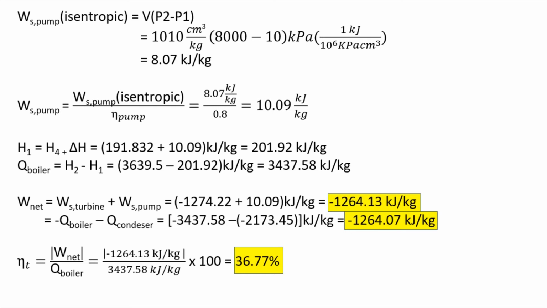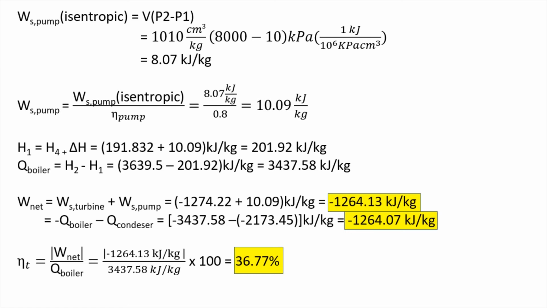H1 can be calculated by H4 plus the pump work at 0.8 efficiency. H1 is equal to 201.92 kilojoules per kilogram. Q boiler can be solved by H2 minus H1. Plugging in our values, the Q boiler is 3437.58 kilojoules per kilogram. Next, net work can be calculated by adding turbine work plus pump work.